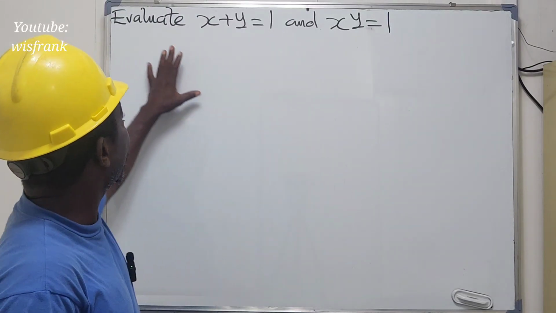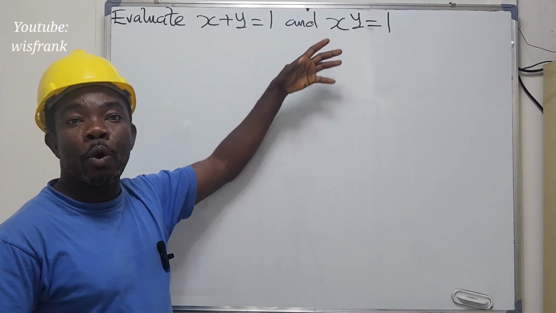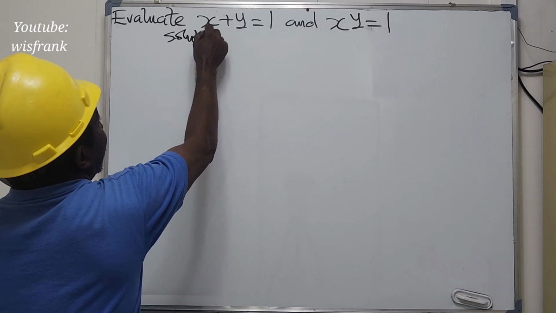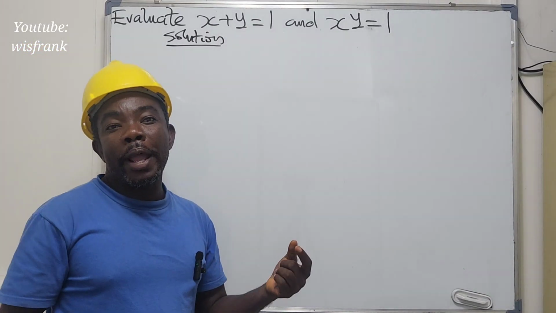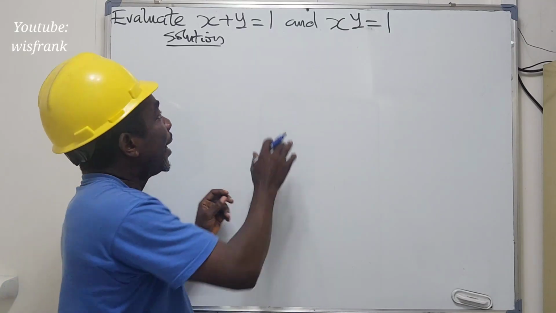For today, we are going to look at this question, and it says evaluate x plus y equals 1 and xy equals 1. So we are going to evaluate them for us to have the solution of x and y. In this case, we are not saying that x and y can be a natural number. So we all need the solution of x and y as it is.